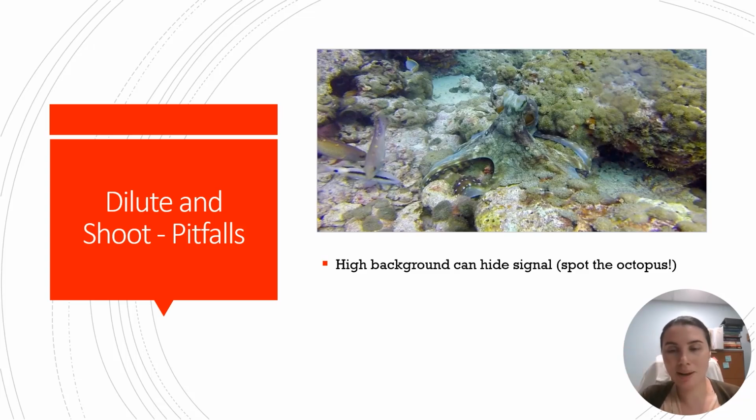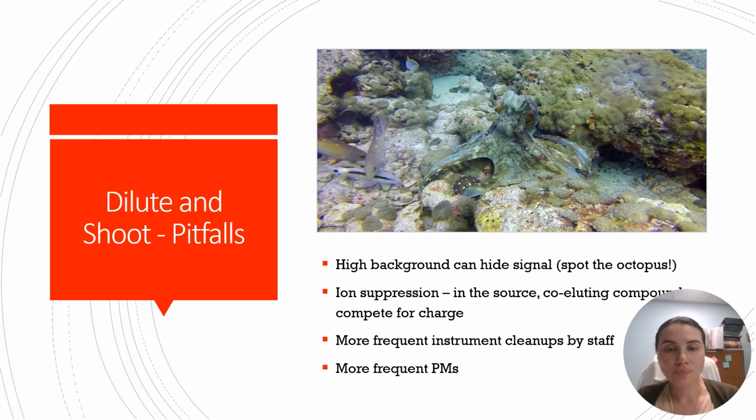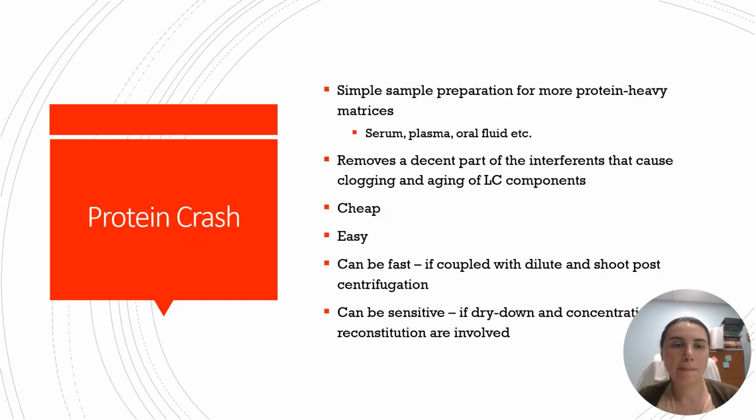Can you see the octopus in this picture? There is one, and if it's hard for you to see, that's how hard your signal is to see for your instrument when you don't clean up your sample. You can have ion suppression, source suppression, co-eluting compounds. They compete for charge in the source. You're going to have more frequent instrument cleanups by staff and more frequent PMs.